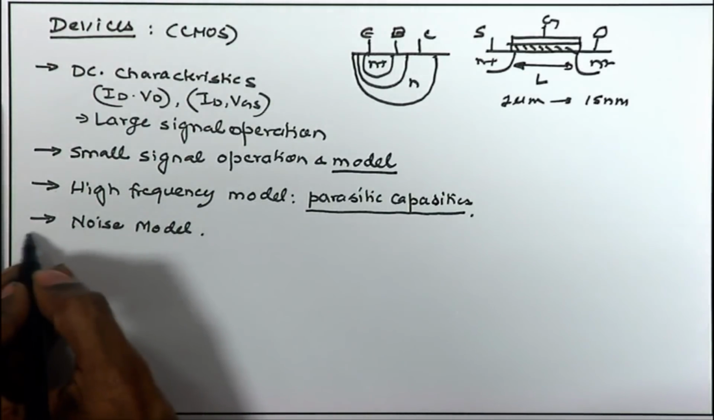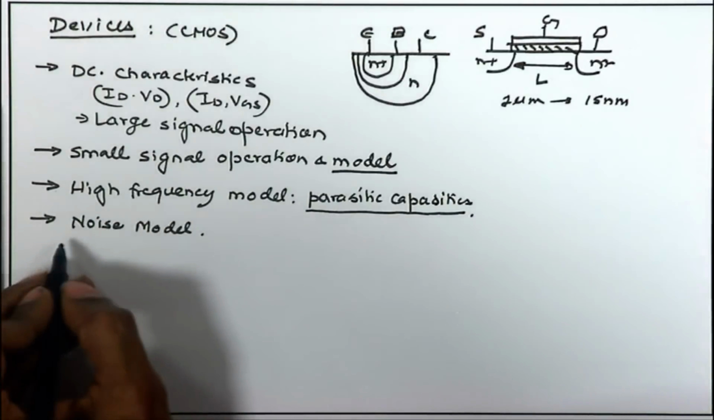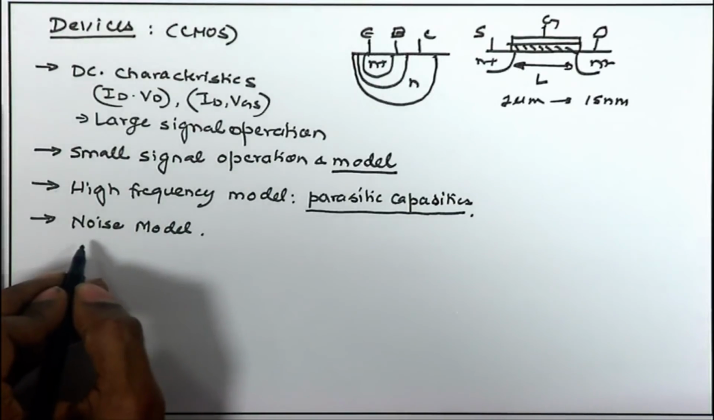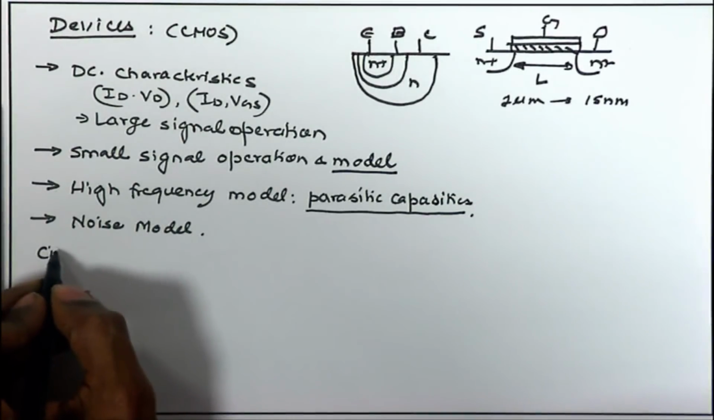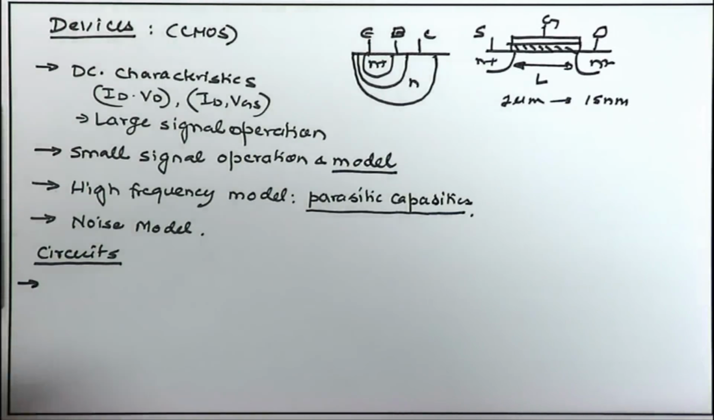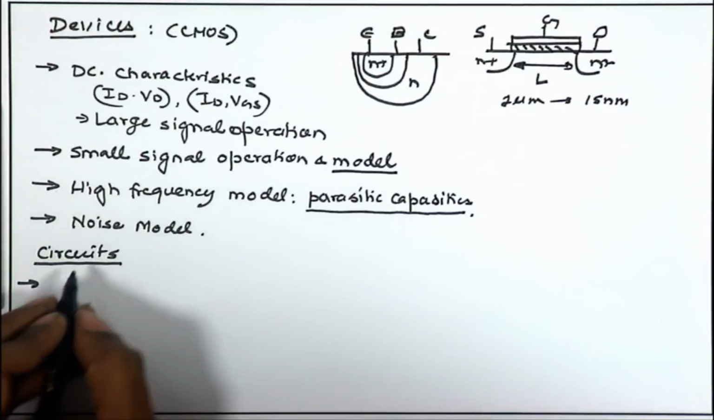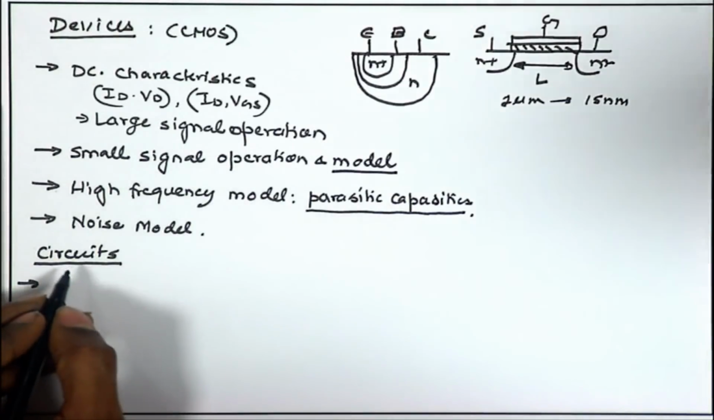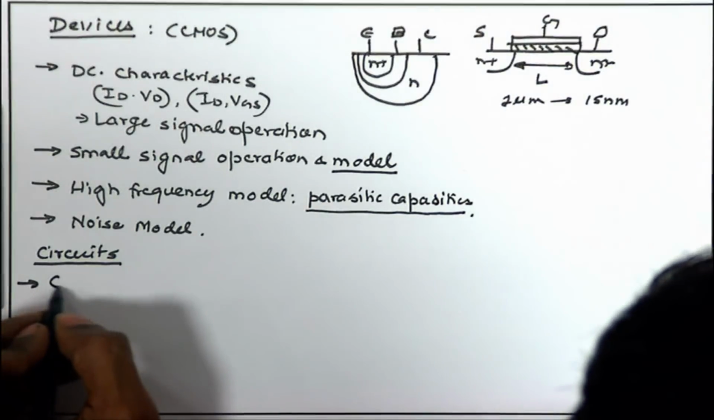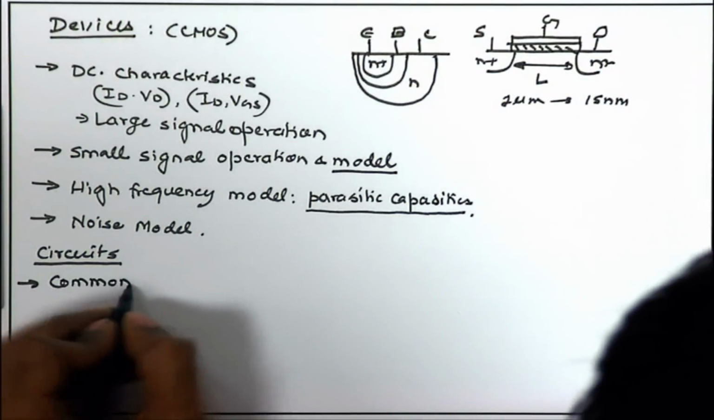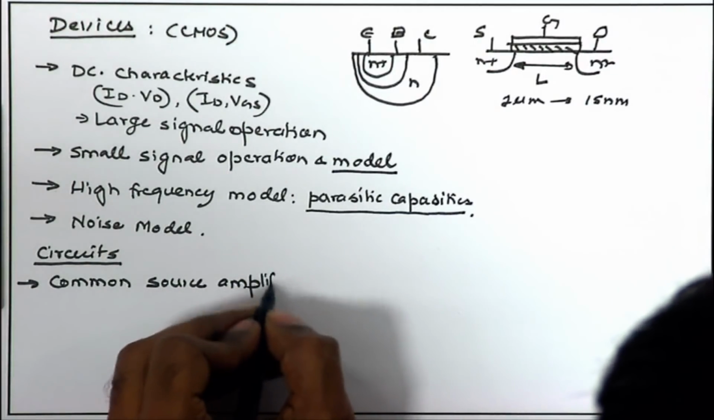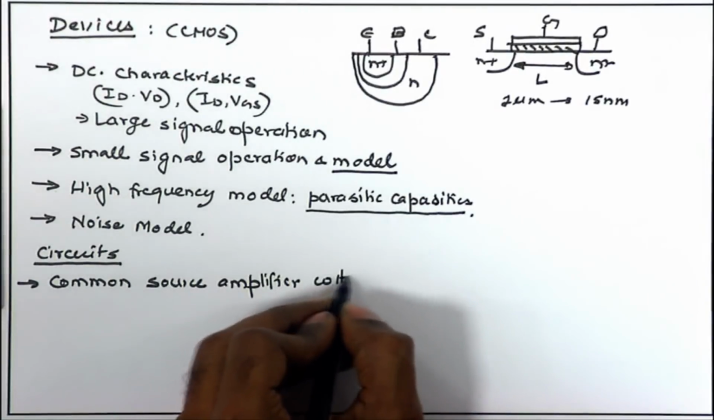Now, once we have gone through these device characteristics, we will be in a good position to look at the circuits and apply those device concepts in building our circuits. So, next comes the topic which we are going to cover while describing circuits. First is going to be a common source amplifier with active load.